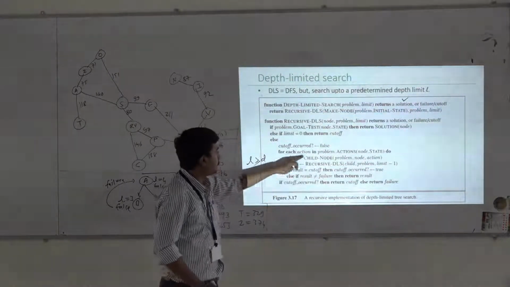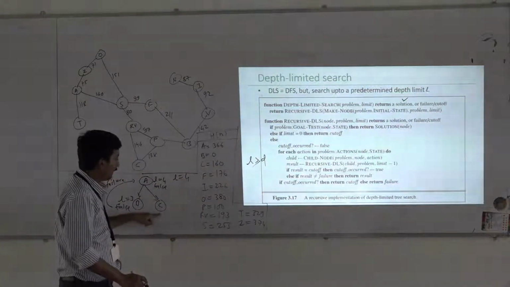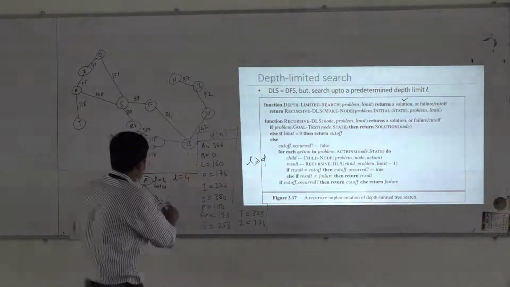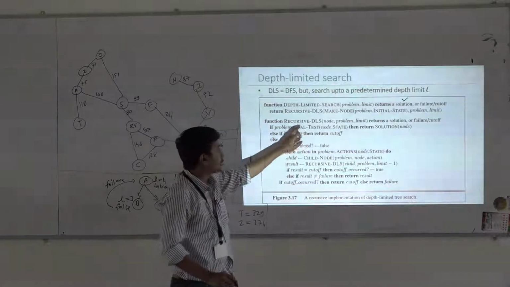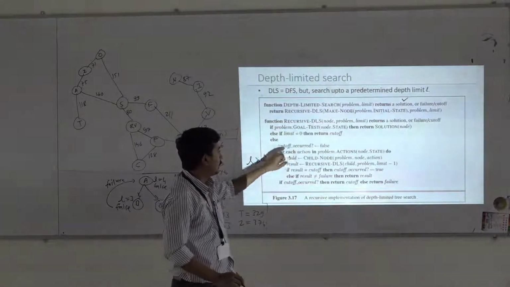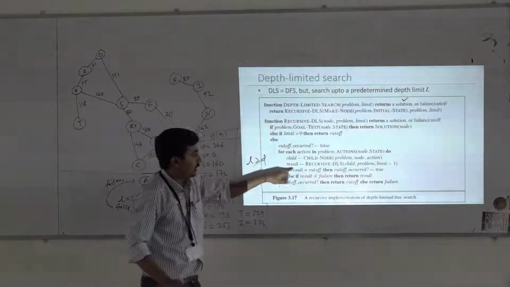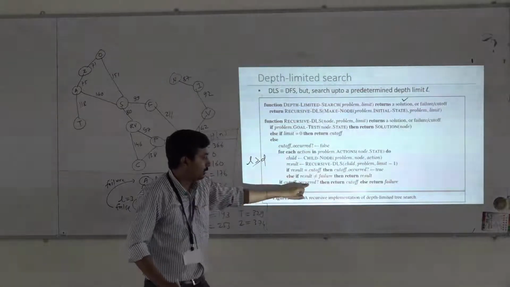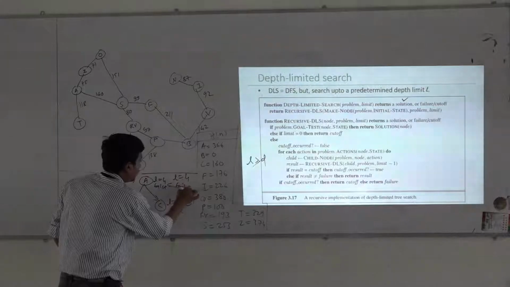Then apply the next action. The next child is generated, that is C. Again we will make a recursive call with L equals 3 now. So C is not a goal, limit is not 0, cutoff occurred false. There is no action possible, this is entirely skipped. Since cutoff occurred is false, you have to return a failure. So failure is returned from this branch also.